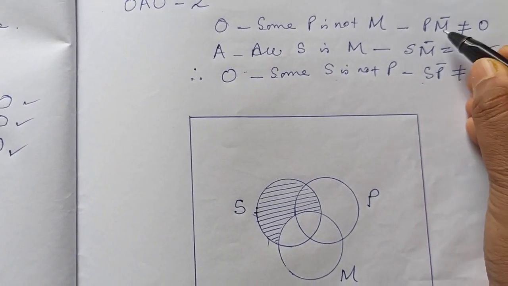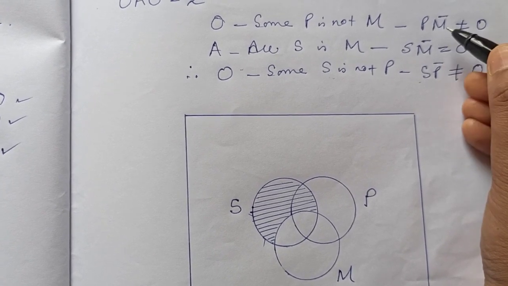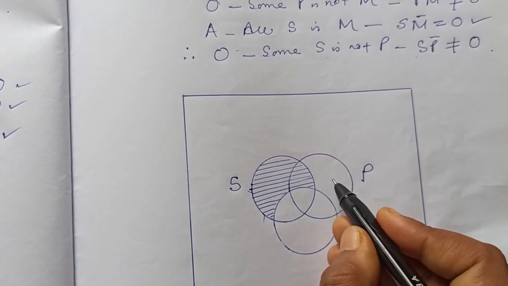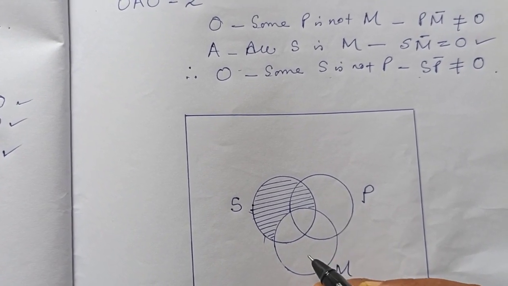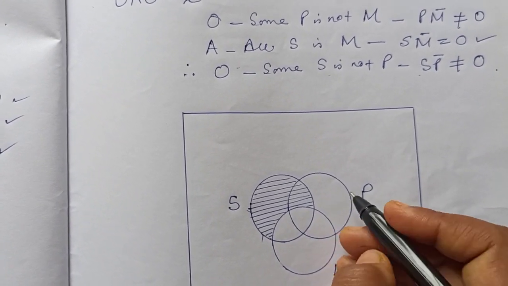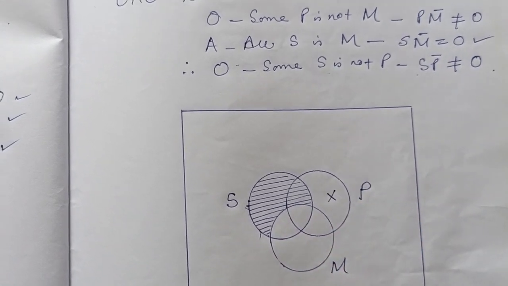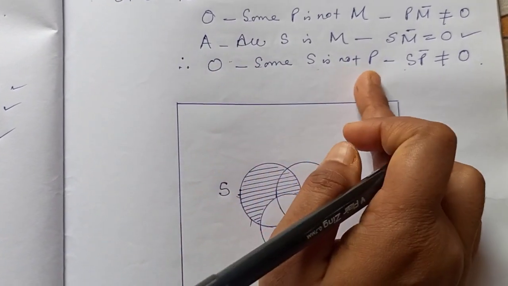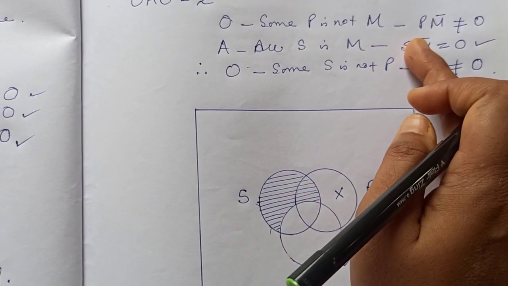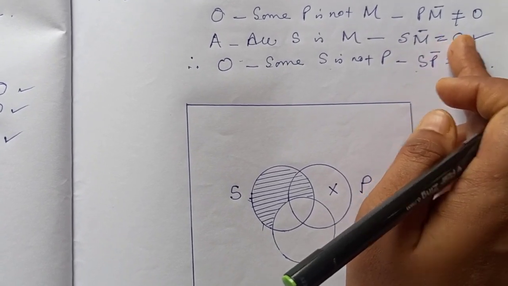Next, we have to diagram the other premise. One more premise is left, P M bar not equal to 0. Among P and M, only the P part but not the M part contains at least one member. So here we have to draw an X in this part. Now we have to check whether the diagram of the conclusion is included in the premises or not. If it includes, then it is valid. If it doesn't include, then it is invalid.